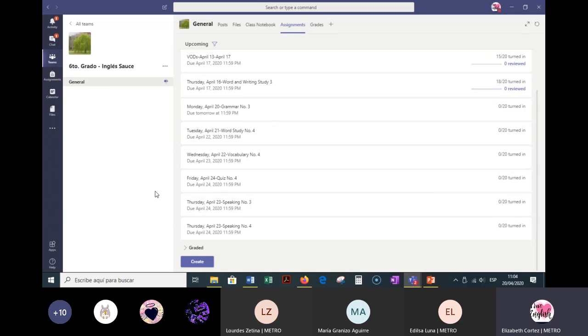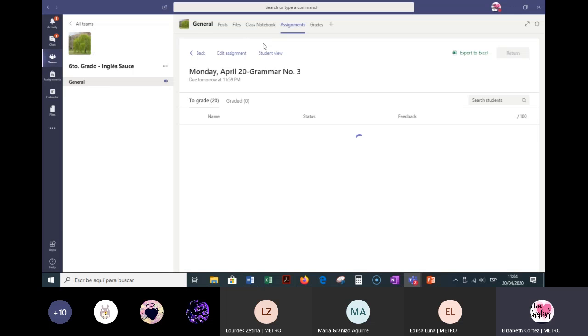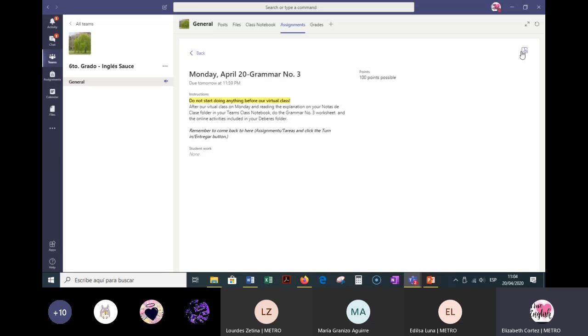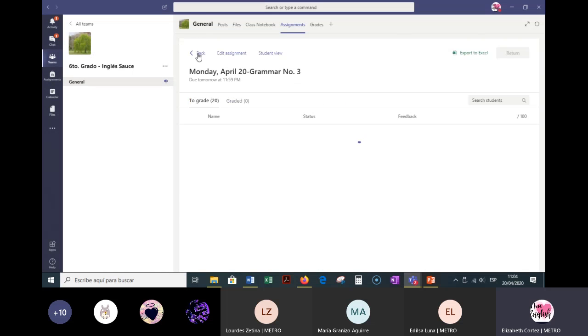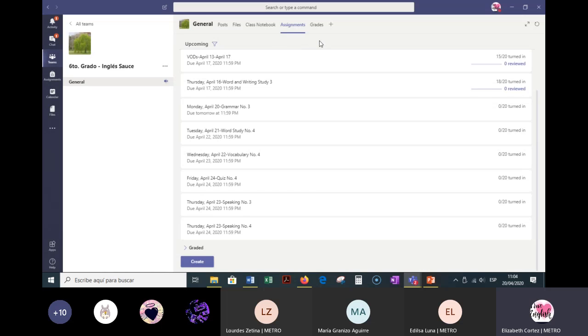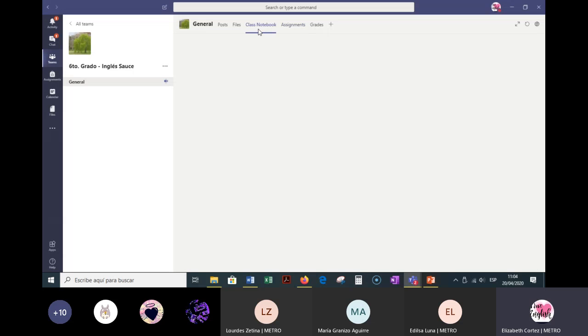For example, here we already have grammar 3 today, so you click on it, and when you finish, then you click, this is my account, that's why I don't have the button here, but here you should have turn in, and that's where you have to click so I can insert your grade, and then you can check it here where it says grades. I'm not going to click here because otherwise you'll see everybody's grades. All right, so let's go back to the class notebook.